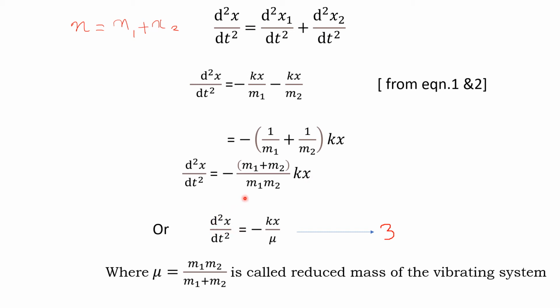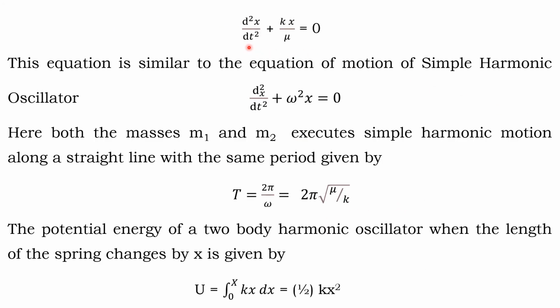Or it can be written as d square x by dt square is equal to minus kx by mu, where mu is equal to m1 m2 divided by m1 plus m2, and this mu is called the reduced mass of the vibrating system. This equation 3 can also be written as d square x by dt square plus k by mu into x equal to 0.